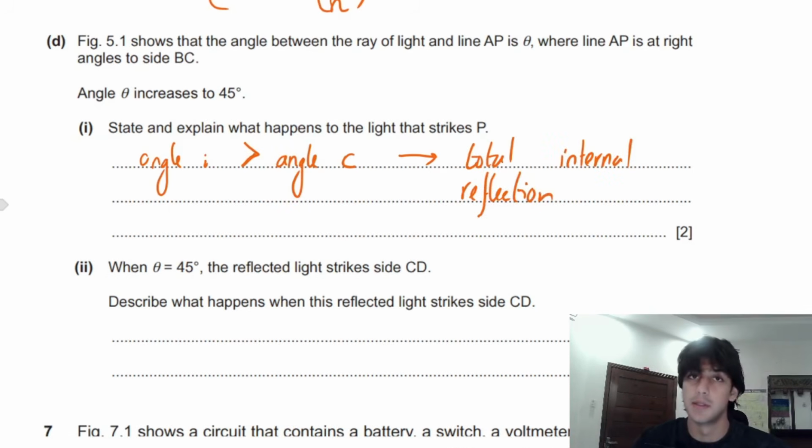So hopefully this is clear. I mean, there's not much concept to this. You just got to know that if the angle of incidence, the angle at which it is striking, is greater than the critical angle, then there's going to be reflection.